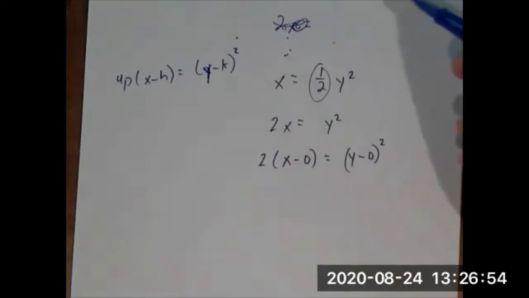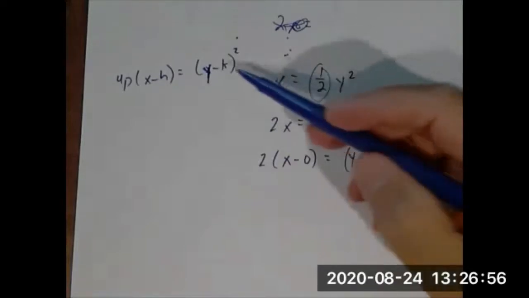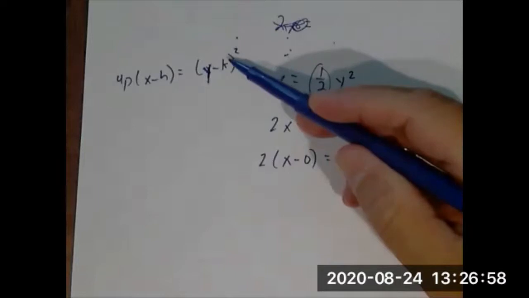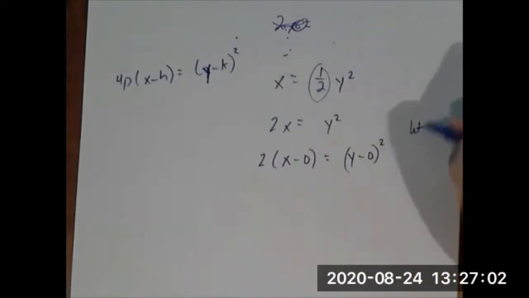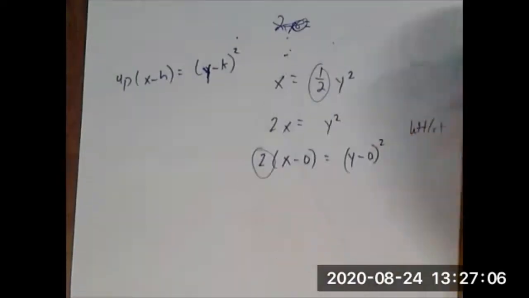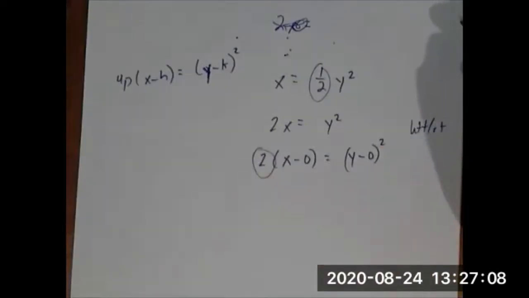So first of all, what kind of parabola do we have? Well, this is the equation for the left or right parabola. So I know it's left or right. Which one is it? I look at this number here. Since it's positive, it's a right parabola. It opens up in the positive x direction.